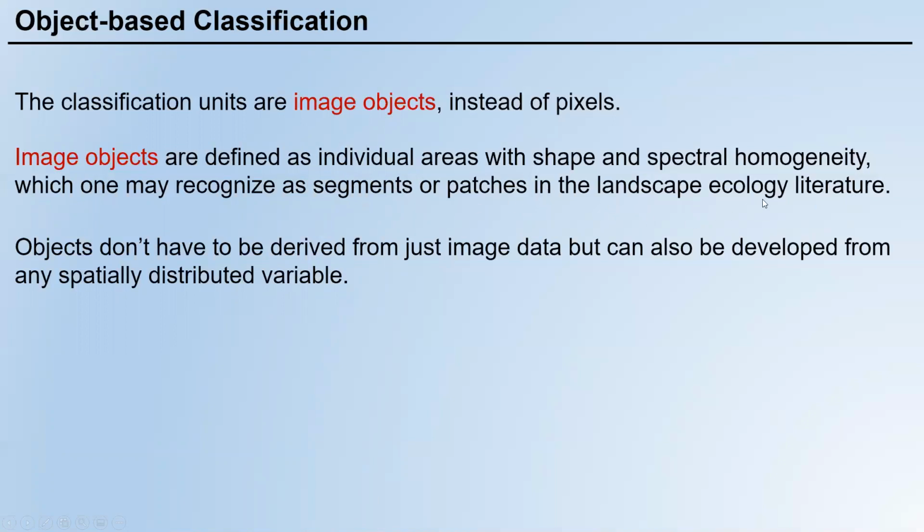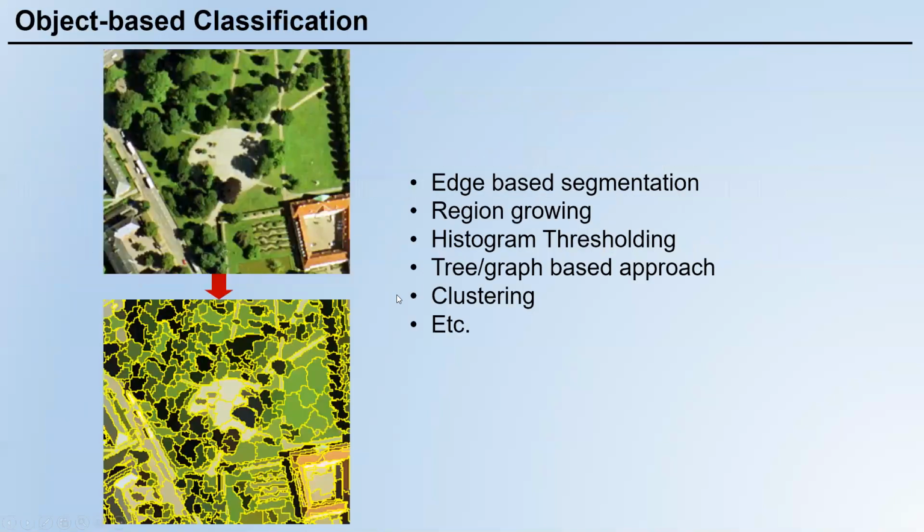Okay, if we are talking about landscape ecology, remote sensing images are widely used there to address spatial configuration and spatial composition. Okay, but that's another story. So objects don't have to be derived from just image data, but can also be developed from any spatially distributed variable. So let's see some examples here.